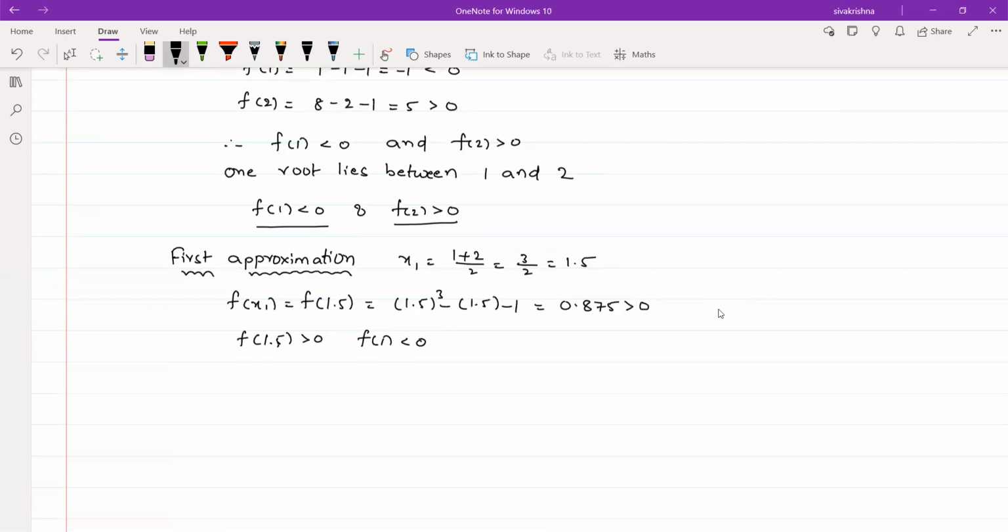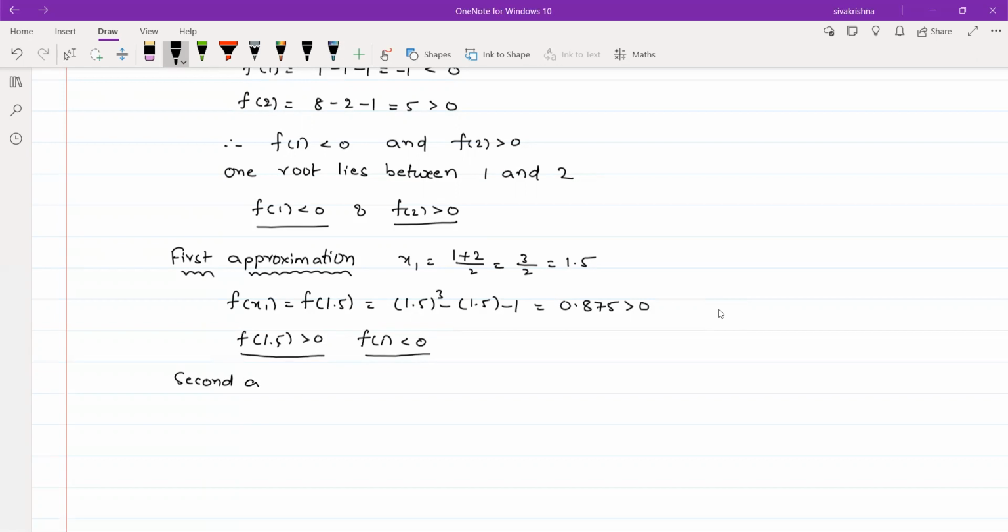So every time we have to write one positive value and one negative value to find the next approximation. Here f of 1.5 is a positive value, so now we want a negative value. Since we do not have a negative value here, we carry a negative value from the above steps. Since f of 1 is less than 0, I am carrying that f of 1 less than 0 here. Whenever we have opposite signs between the numbers 1.5 and 1, we can calculate the second approximation.